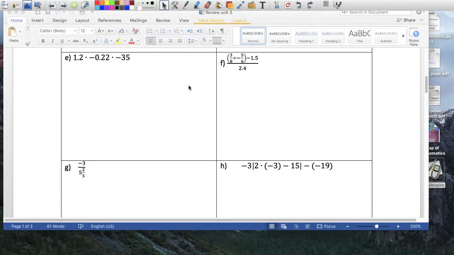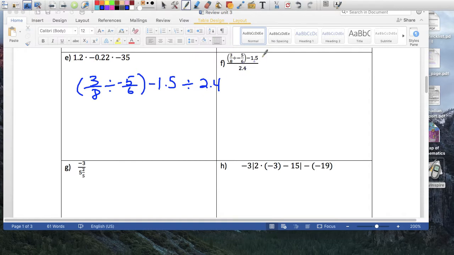Okay, so here is the issue with letter F. Letter F says 3/8 divided by negative 5/6 minus 1.5, and then all that divided by 2.4. So if you rewrite the problem like this, divided by negative 5/6 minus 1.5, and then obviously we know that this is a division, right? Divided by 2.4. If you write it like this, you're going to face a problem because according to this line, you're going to do the division first, and then you're going to have to do this division second.